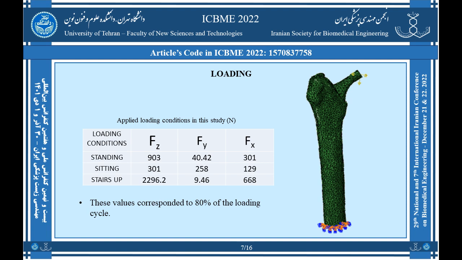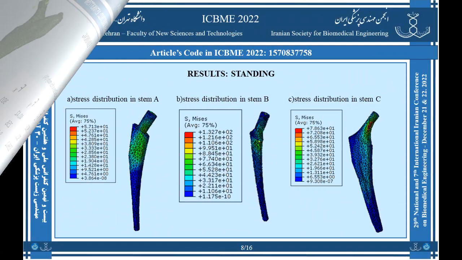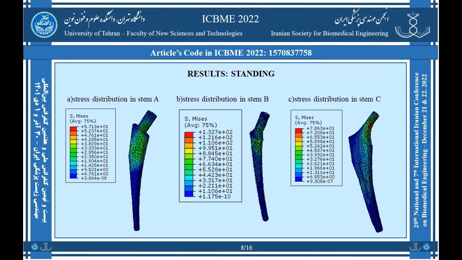Also, the lower part of the femur bone was considered a boundary condition and was completely fixed. Now, I'd like to move on to the next part, results. I think the contours perfectly show that in the standing position, the maximum values of von Mises stress in stems are concentrated in the internal parts of the implant, in the neck and collar areas.